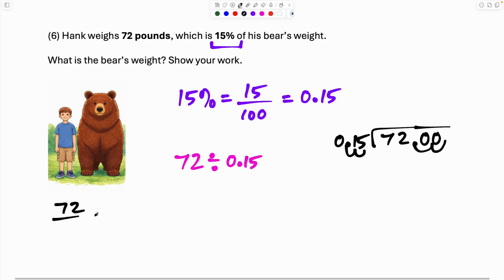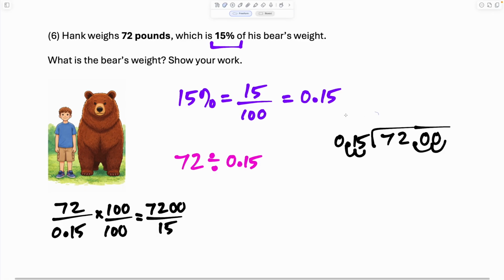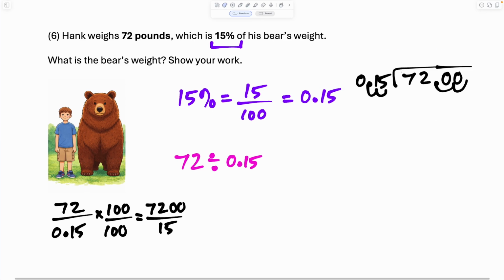When I do 72 divided by 0.15, what I'm really doing is just multiplying by 100 over 100. And if I do 72 times 100, that makes 7,200. And then 0.15 times 100 would make 15. Okay, so that's where this idea is coming from, that I just have to do 7,200 divided by 15. So I'll make space here and I'll write that out, so we have the space to do the division.